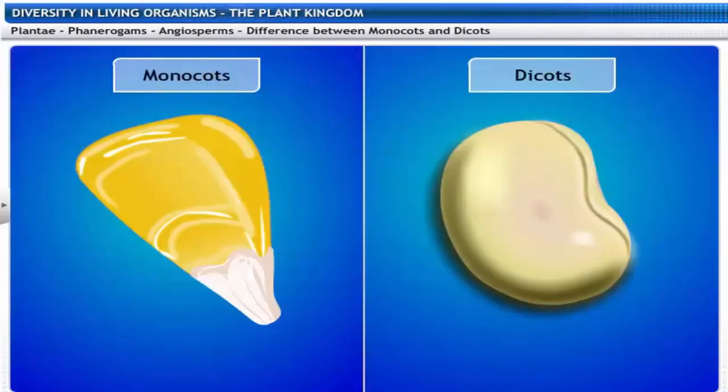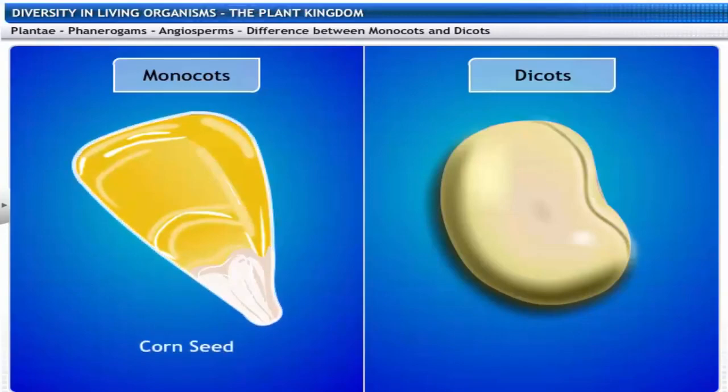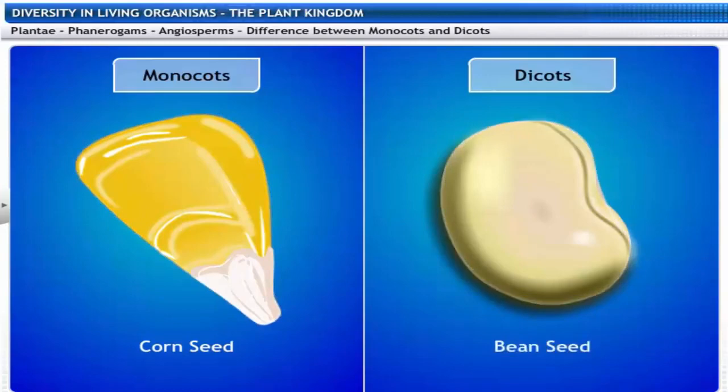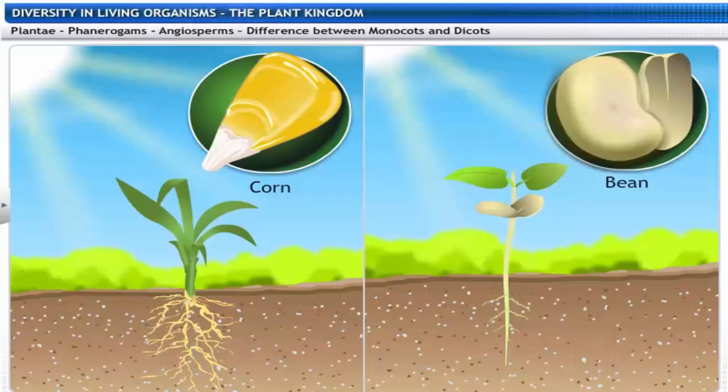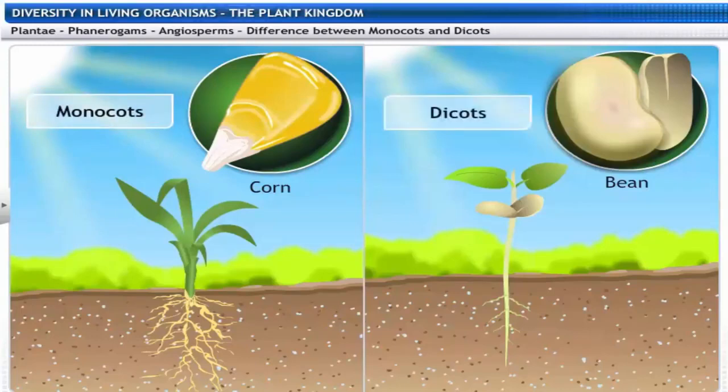Let's look at some other differences between monocots and dicots. We will use a corn seed as an example of monocot and a bean as a dicot. Examining the parts of the corn seed and the corn plants, you can see that the corn seed is a single whole seed. On the other hand, the bean can be split into two parts. That's because the corn seed is a monocot and the bean is a dicot.